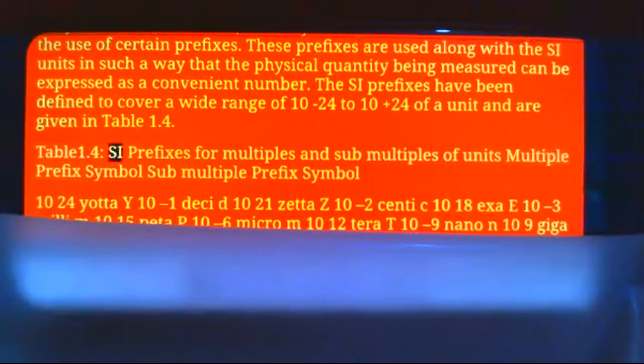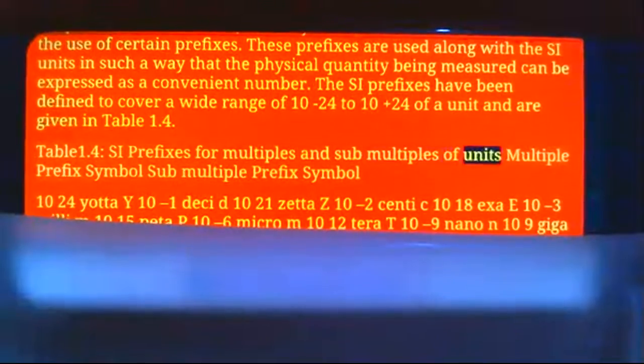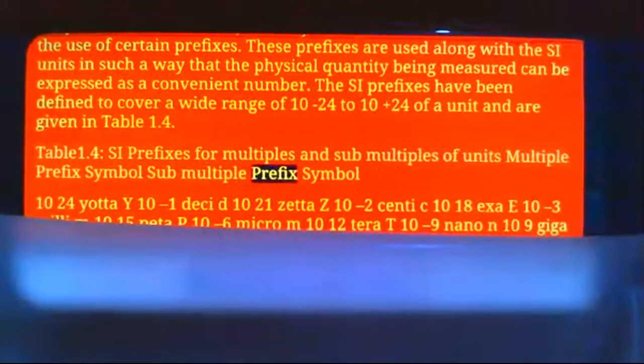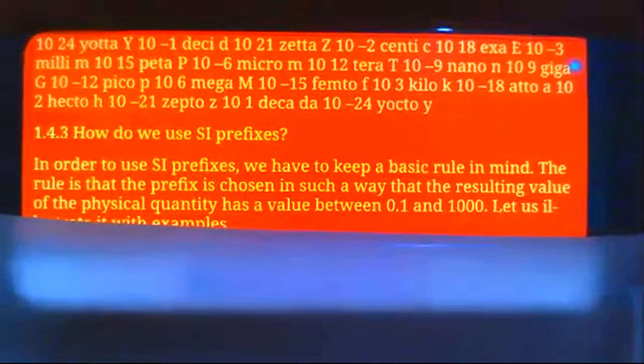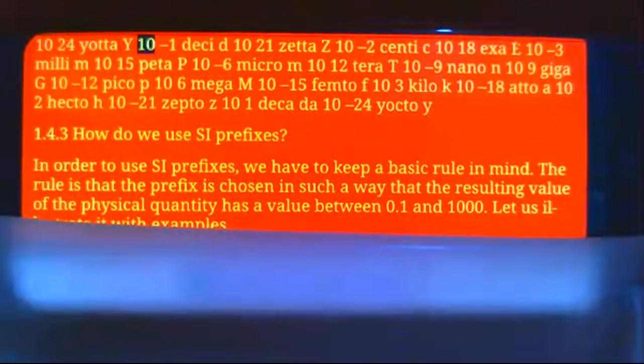Table 1.4: SI prefixes for multiples and submultiples of units. 10²⁴ yotta; 10²¹ zetta, Z; 10¹⁸ exa, E; 10¹⁵ peta, P; 10¹² tera, T; 10⁹ giga, G; 10⁶ mega, M; 10³ kilo, k; 10² hecto, h; 10¹ deca, da. Submultiples: 10⁻¹ deci, d; 10⁻² centi, c; 10⁻³ milli, m; 10⁻⁶ micro, μ; 10⁻⁹ nano, n; 10⁻¹² pico, p; 10⁻¹⁵ femto, f; 10⁻¹⁸ atto, a; 10⁻²¹ zepto, z; 10⁻²⁴ yocto, y.